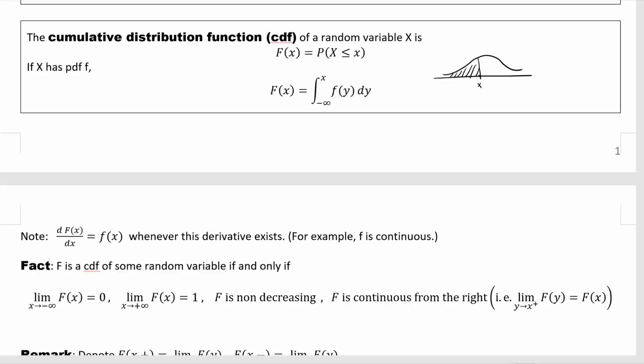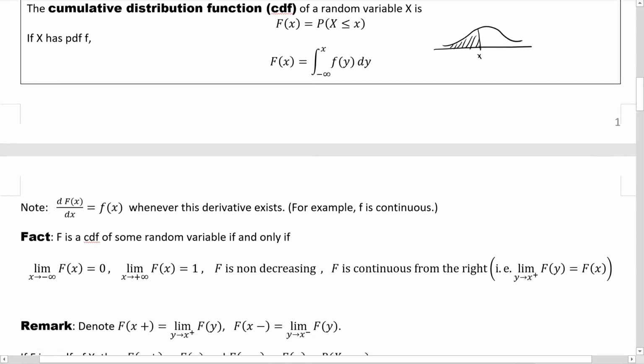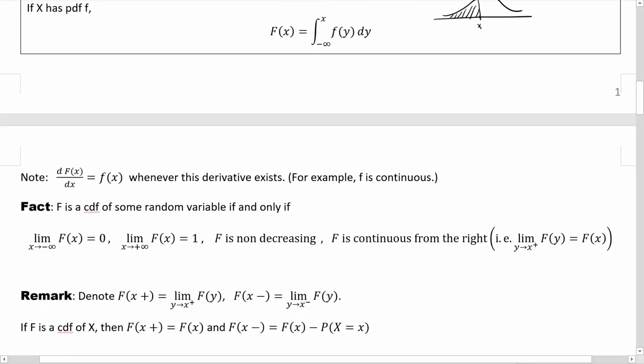So that's why that is the integral from minus infinity to x of f of, you don't want to call it x again, so you want to use another letter. Maybe you can use y, or maybe you can use t, doesn't matter. Okay, so notice that the derivative of the capital F is small f, right? That is because of the fundamental theorem of calculus. So if f is continuous, then the derivative of the capital F is the small f.